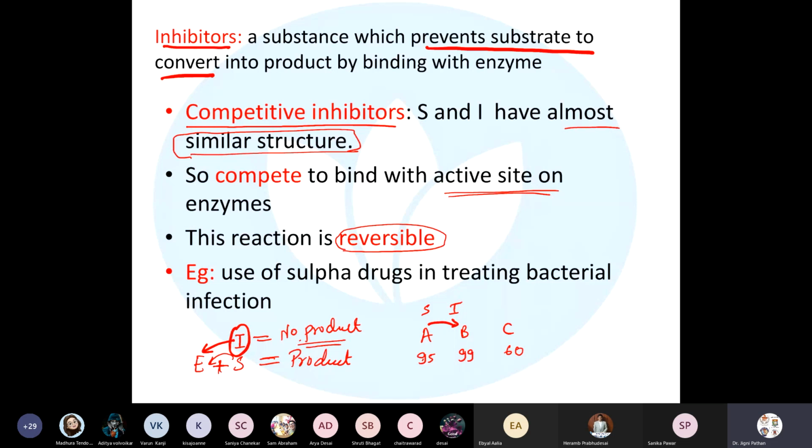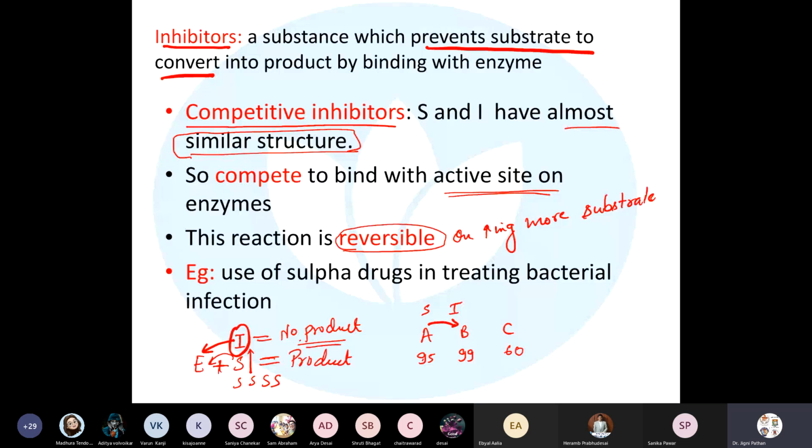Now, this reaction can be reversible. What do you understand by reversible? If you have more substrate in your reaction, then it will not allow the inhibitor to go and bind. So if you have more substrate, then the substrate goes and binds to the active site. So this reaction can be reversed by increasing the substrate.